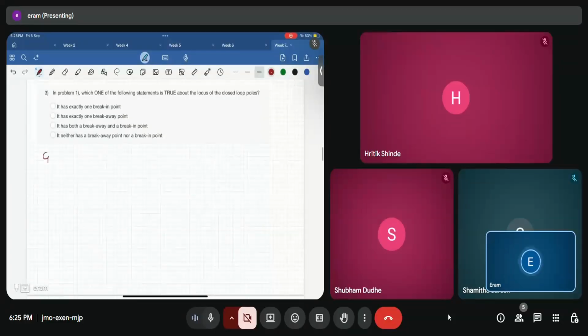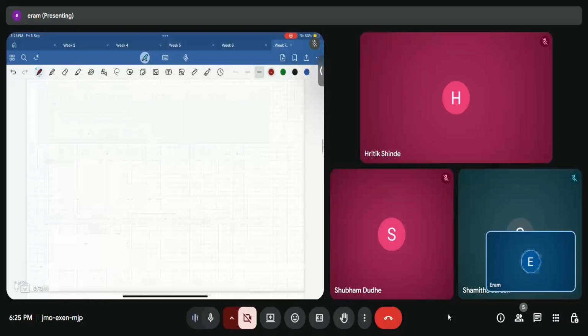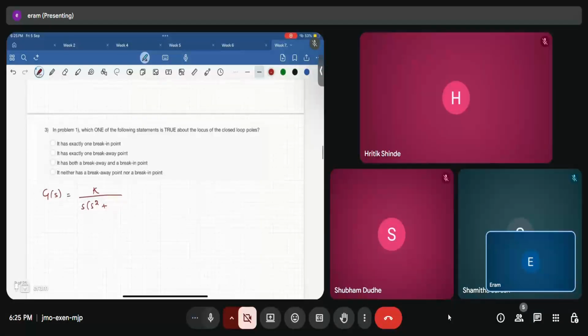Again, for this problem, we have to comment about the break-in or breakaway point. Check whether we have any breakaway or break-in point in the root locus. And how to check the break-in or breakaway point? How can we check?